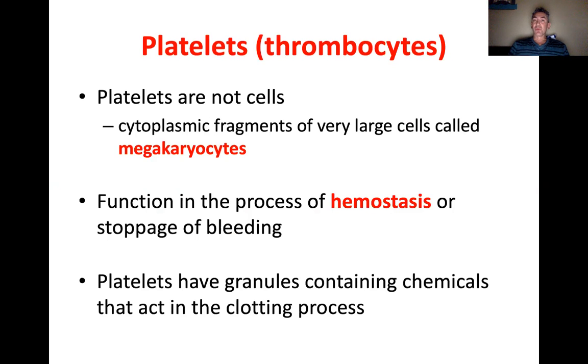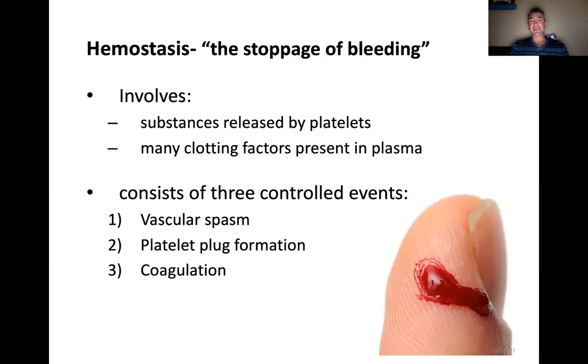The platelets' primary role is in the process of hemostasis, the stoppage of bleeding, right? So if we have a tear on the blood vessel itself, the platelets are going to help. They're going to go into the process to help clog up that bleeding. Platelets have granules containing chemicals that act in the clotting process. And there's our little granules. These granules are very different. They're not the lysosomes themselves. These are granules that contain many different types of clotting proteins, different clotting factors, right? These clotting factors are going to help in the hemostatic process, the stoppage of bleeding.